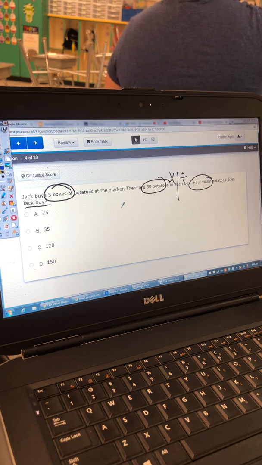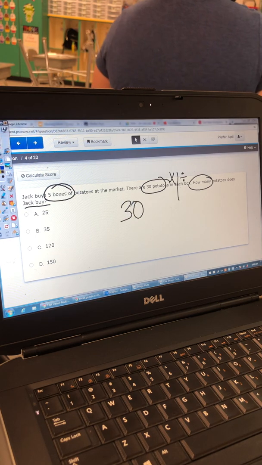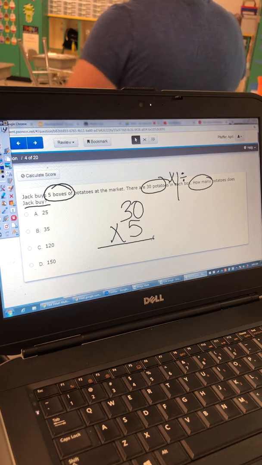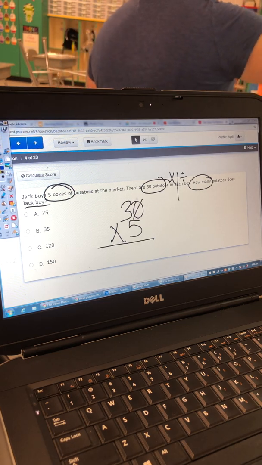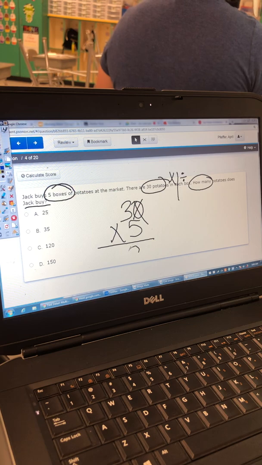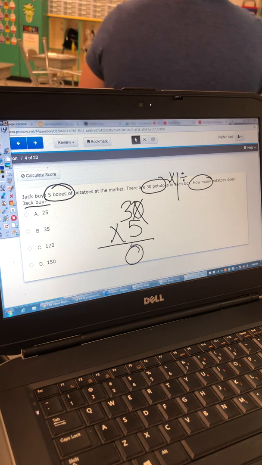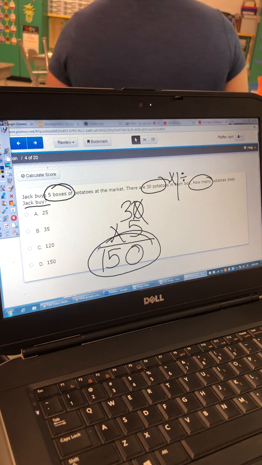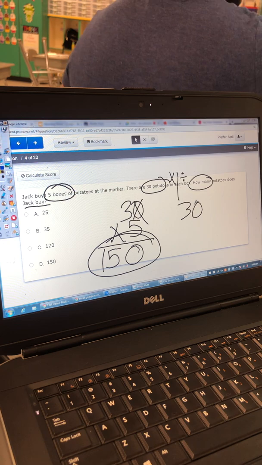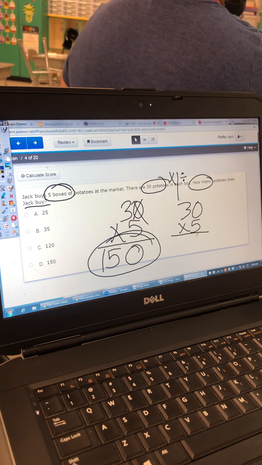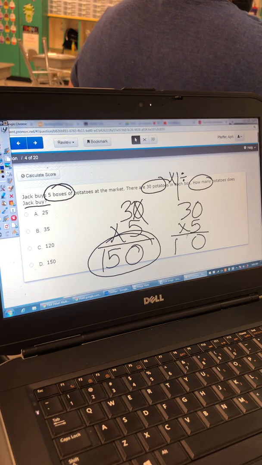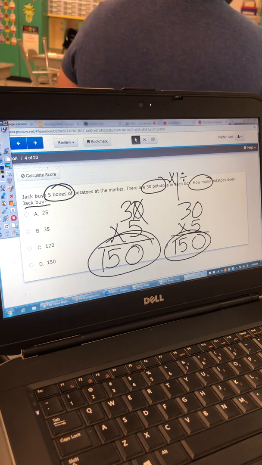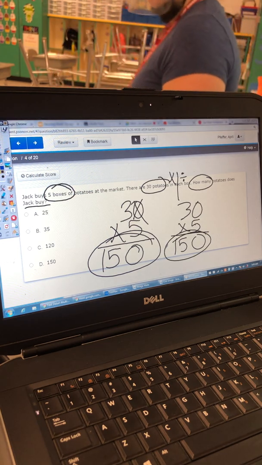Alright, so we have 30 potatoes in 1 box. He buys 5 boxes. I'm going to multiply. Now I can do 2 different things. I can use my zeros property and say, take off this 0, bring it down. 3 times 5 is 15. That gives me 150 potatoes. Or I could have said 30 times 5. 0 times 5 is 0. 5 times 3 is 15. Either way, you get 150.